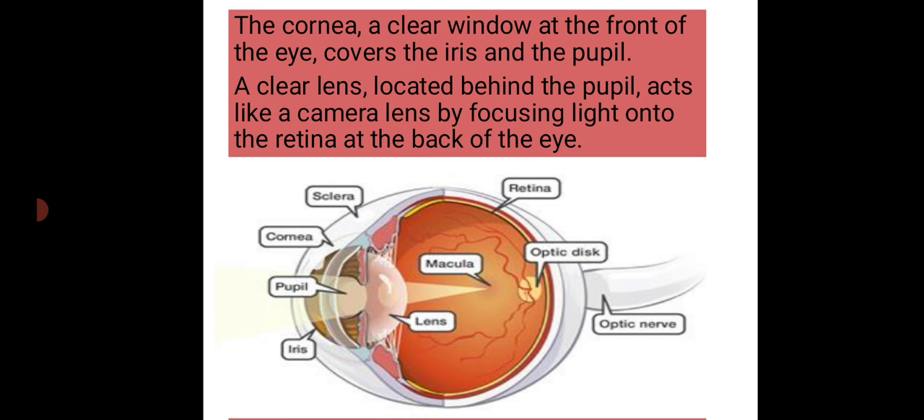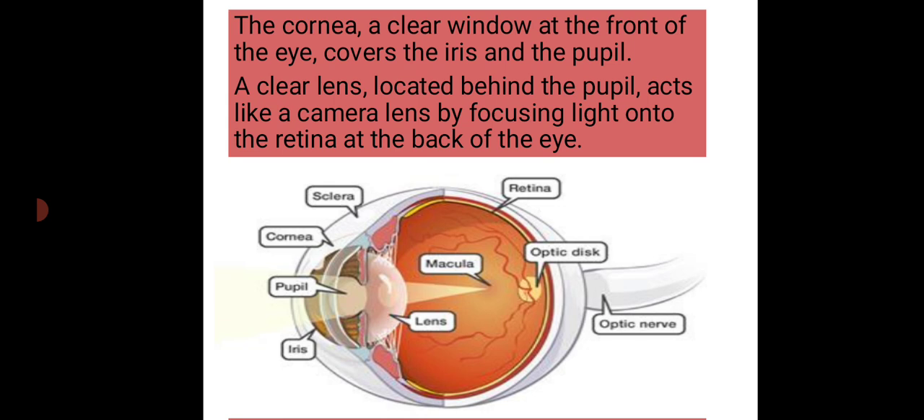Now let me just ask you quickly, what is the white part of the eye called? Yes, it's called the sclera. Very good. What is the black dot at the center of the eye called? It's called the pupil. Fantastic. And what's the colored part of the eye called? Yes, it's called the iris.